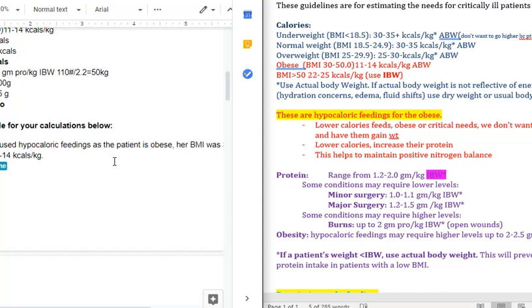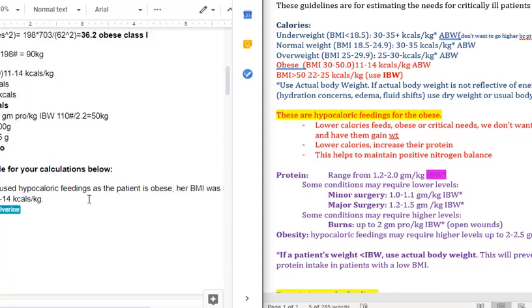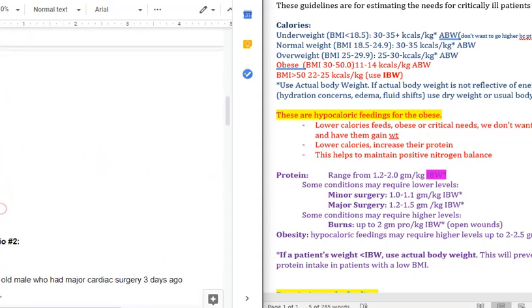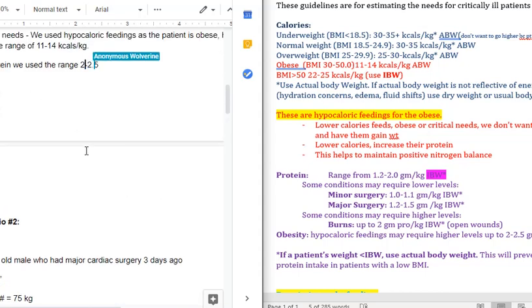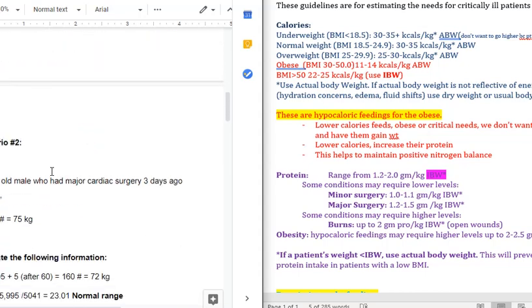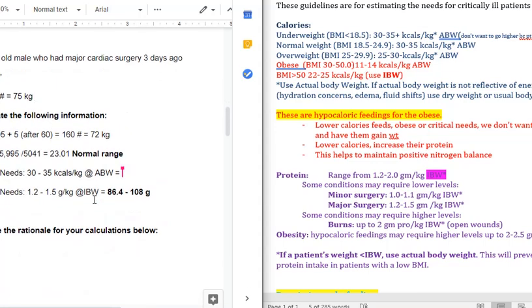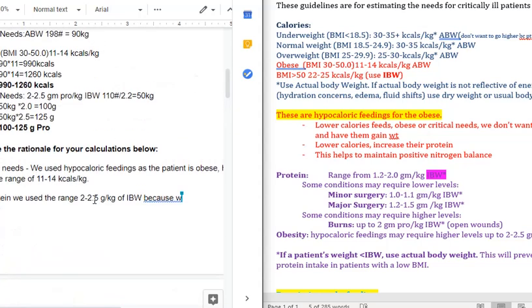For protein, you're absolutely right. We use 2.5 grams per kilogram because we were following hypocaloric feeding. And maybe I could say that for hypocaloric feedings we use lower calories and increased protein.